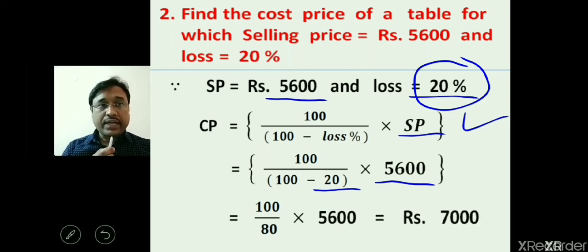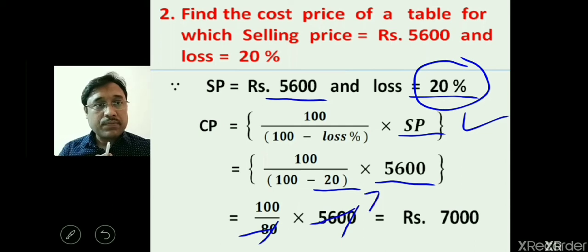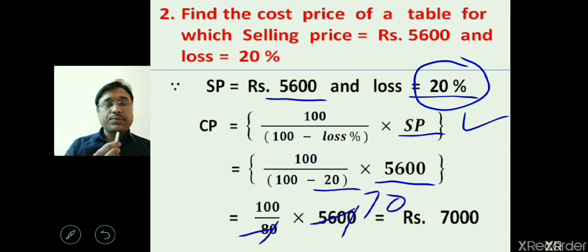You can cancel 1 0 and 1 0 first, then 8 into 7 times 56 is 560, then 100 into 70 is 7000 rupees. So when the selling price is 5600 and the loss is 20%, then the cost price is 7000.